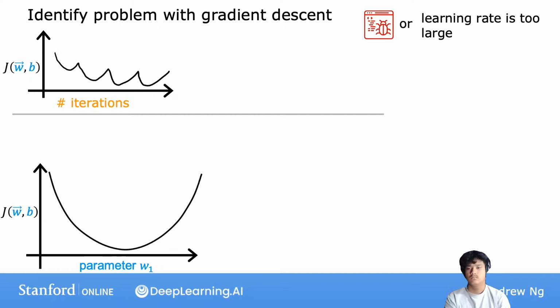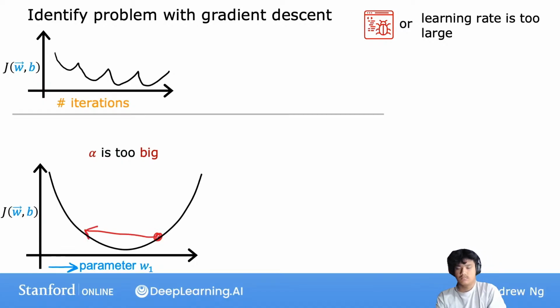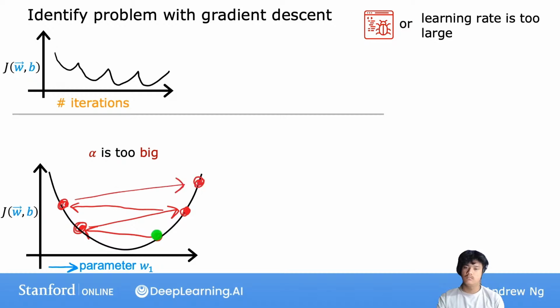Here, the vertical axis is a cost function J, and the horizontal axis represents a parameter like maybe w1. And if the learning rate is too big, then if you start off here, your update step may overshoot the minimum and end up here. And in the next update step here, you're again overshooting, so you end up here, and so on. And that's why the cost can sometimes go up instead of decreasing.